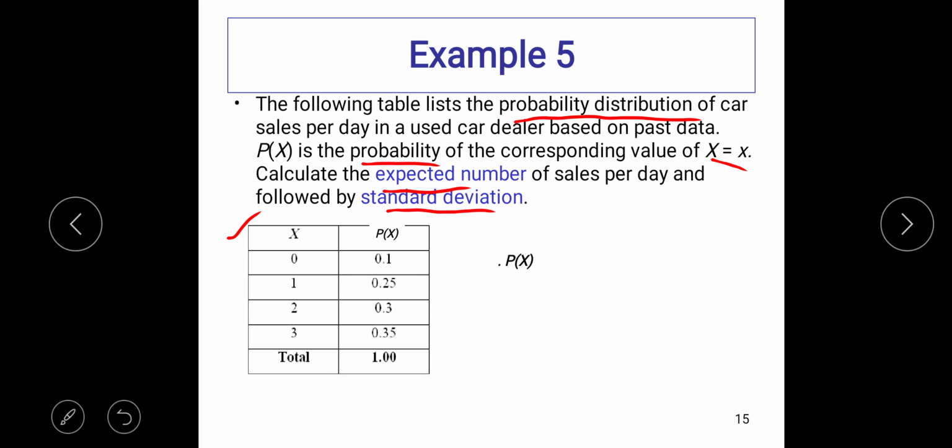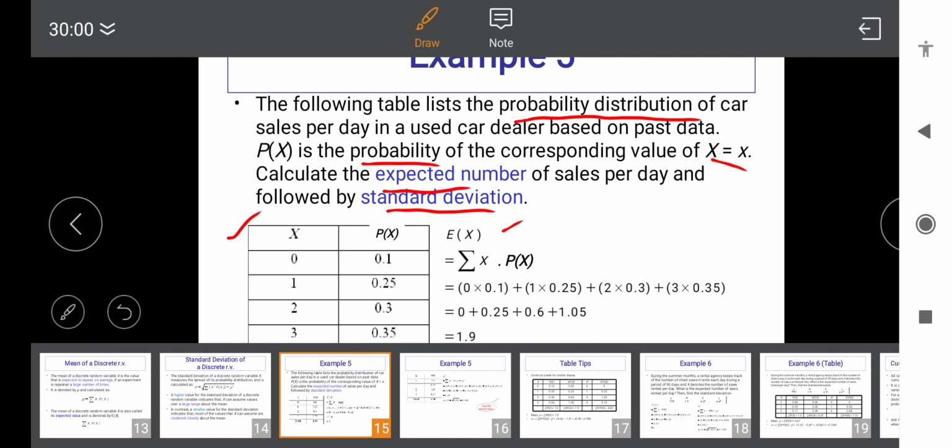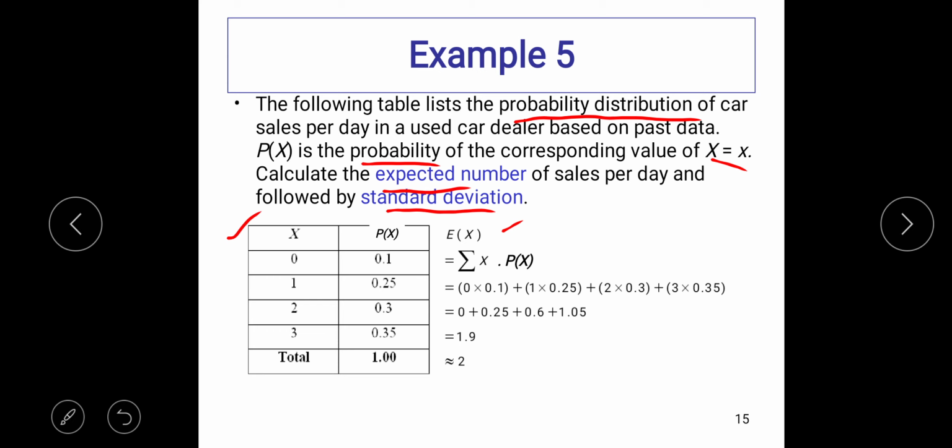So using the previous formula for mean, again E(X) is your expected value or also your mean. In this case, the expected number of sales per day. Using the formula, find the summation of your x multiplied with its probability. Since you already have your x, you multiply with its probability. So 0 times 0.1, and then you add 1 times 0.25, and then you add 2 times 0.3, and finally you add 3 times 0.35.